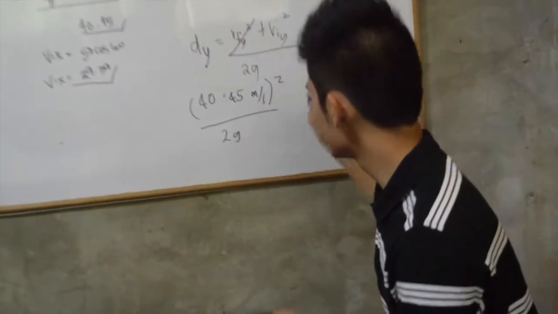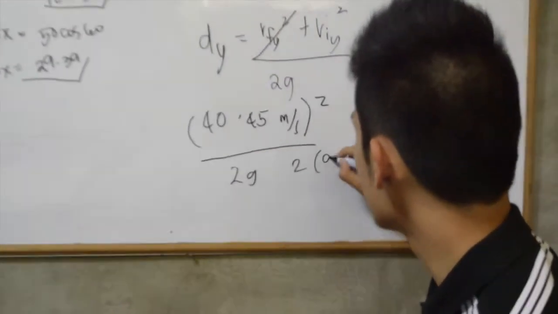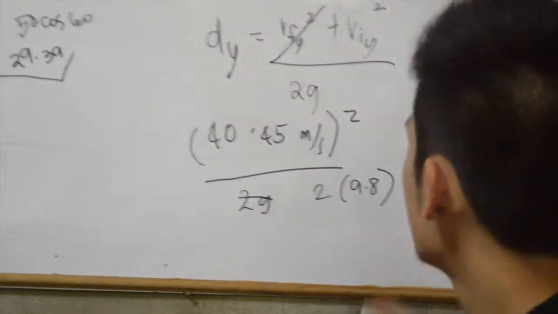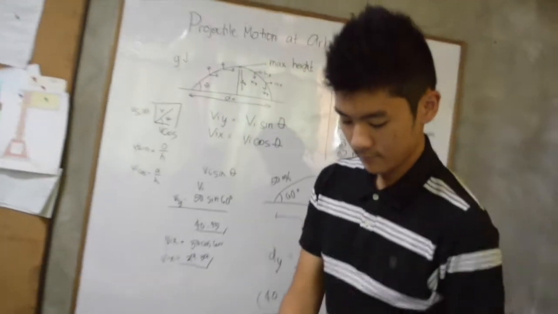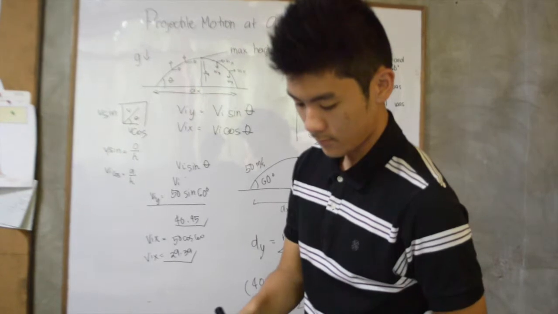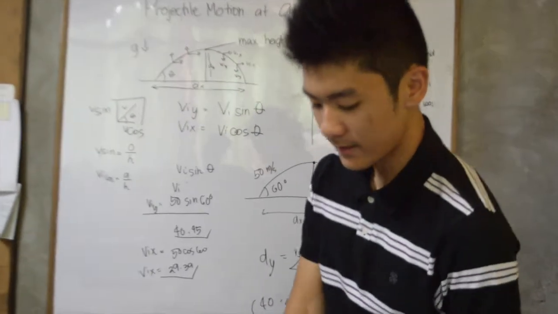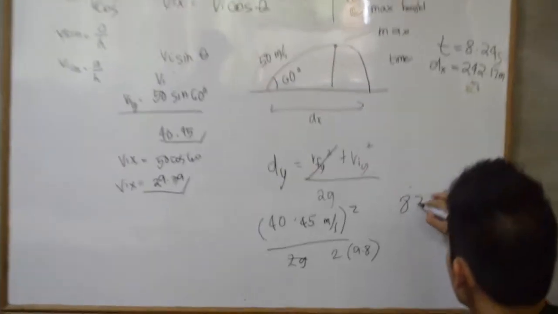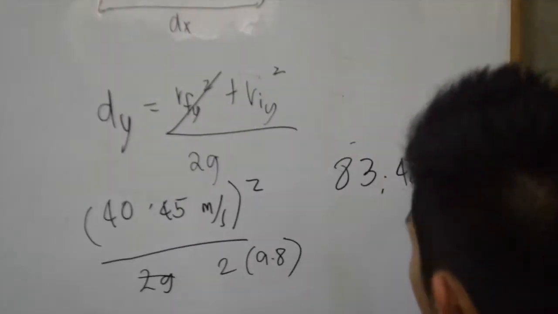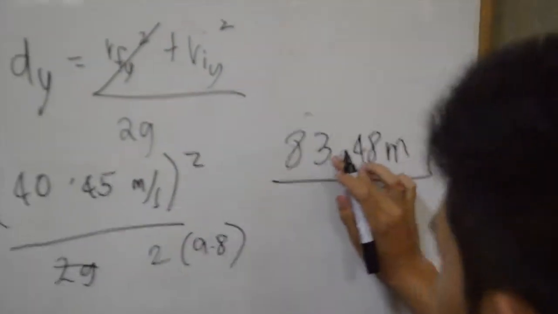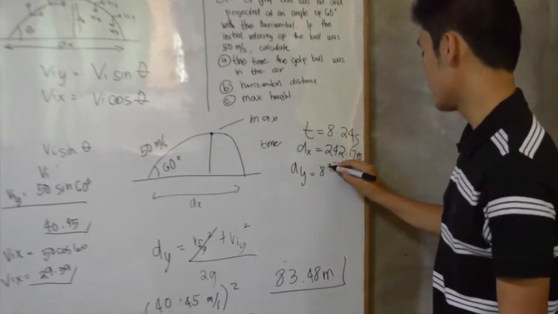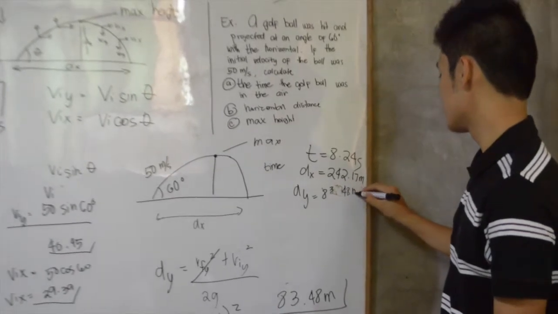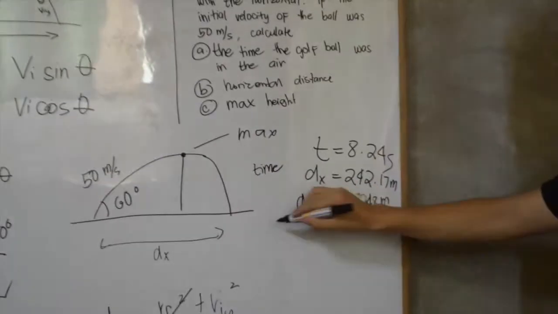It will be 83.48 meters. So this is the object's maximum height. dy equals 83.48 meters. Ta-da! So we computed it all.